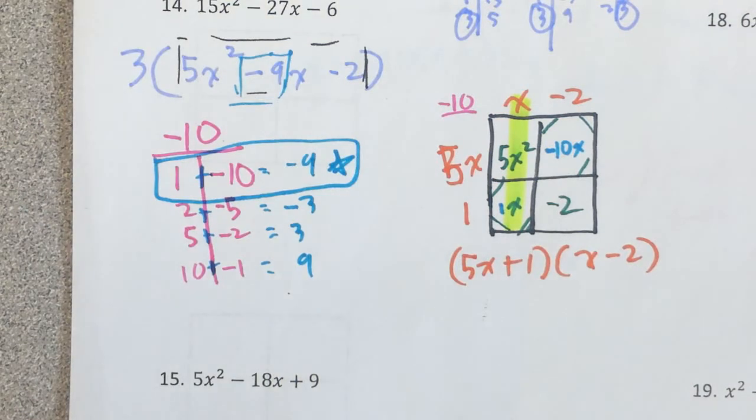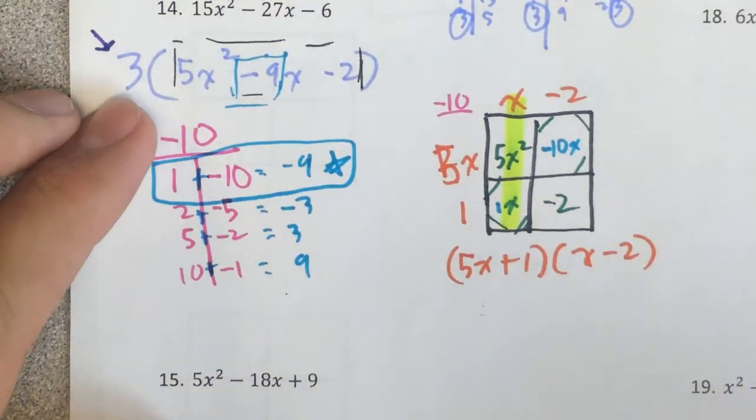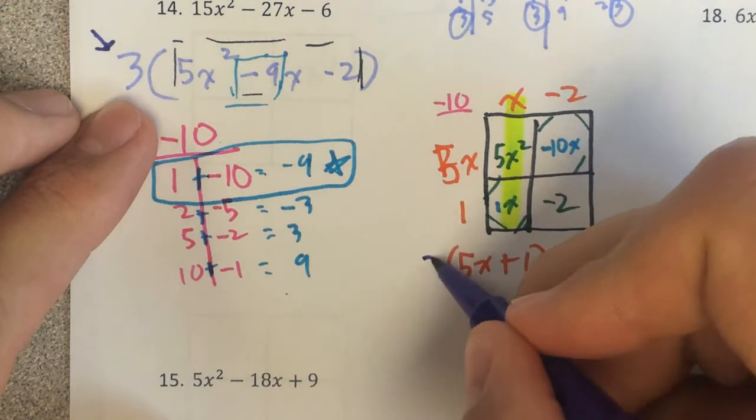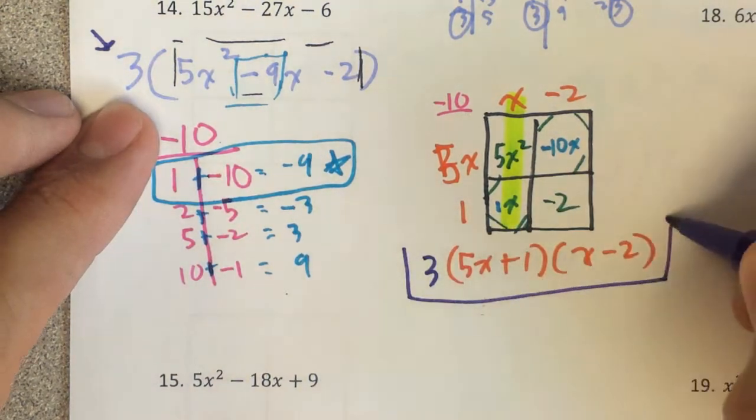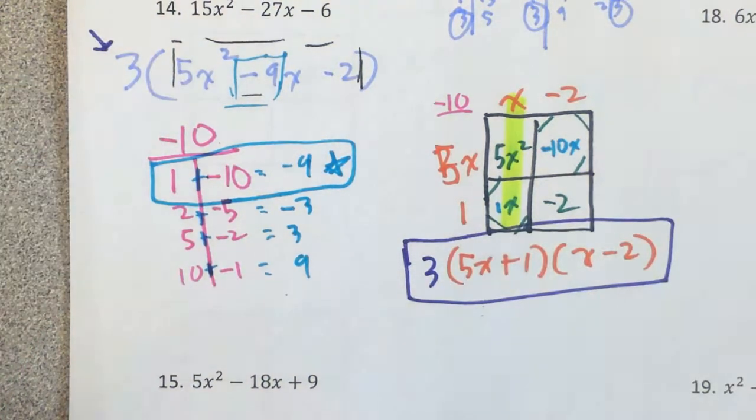The last thing that we have to do is plug everything in. At the very beginning, we took this greatest common factor out. We just put it in front of our factors. That's the answer.